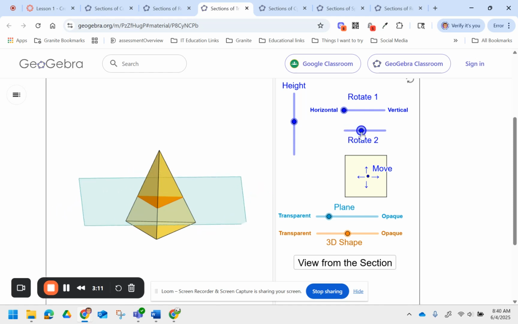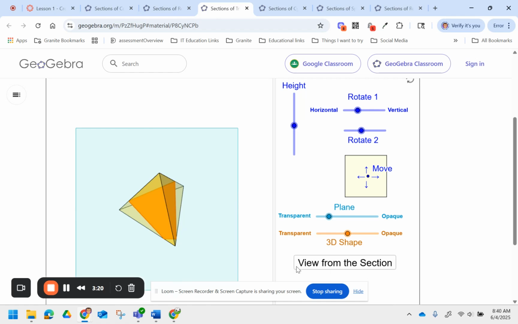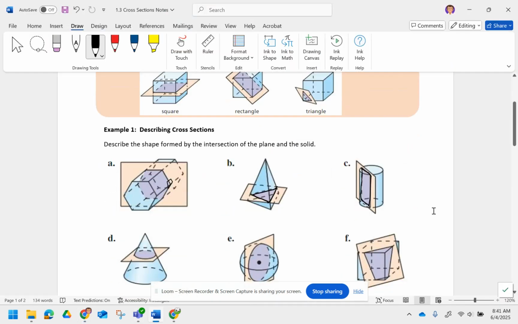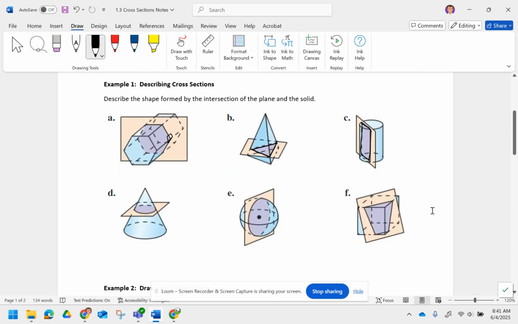Okay, and this is going to be true for any of these shapes. There's going to be a whole lot of different shapes. Like this would just be qualified as a quadrilateral. Just no equal sides, nothing's parallel. It's just a quadrilateral. So there's some examples of different planes cutting through three-dimensional solids. So let's go through the notes now and figure some of these out.